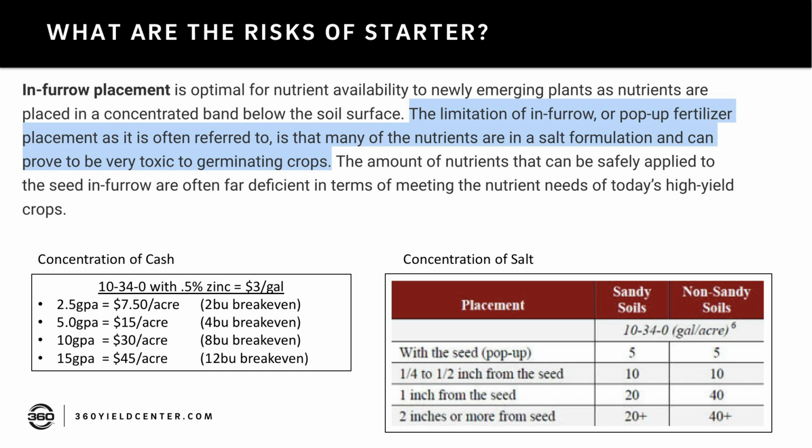If you're going to go to an inch, you can go to 20 gallons per acre. And if you go to 2 inches away, sky's the limit. Okay? You see the trend. The further you get away from the seed, the more concentration you can live with without risking your seed or your seedling roots. Okay? But there's a trade-off.